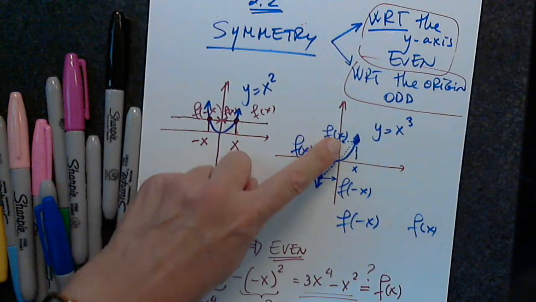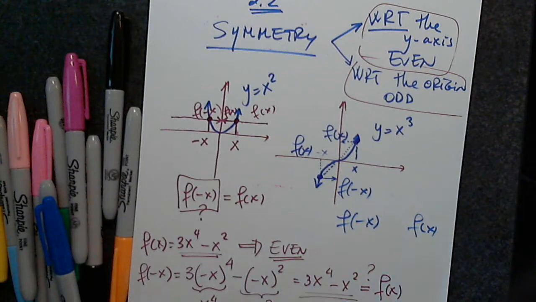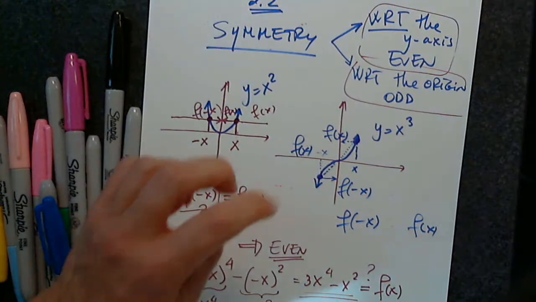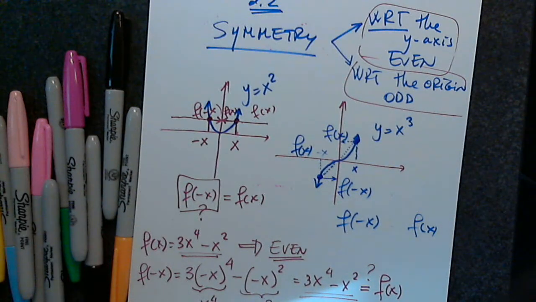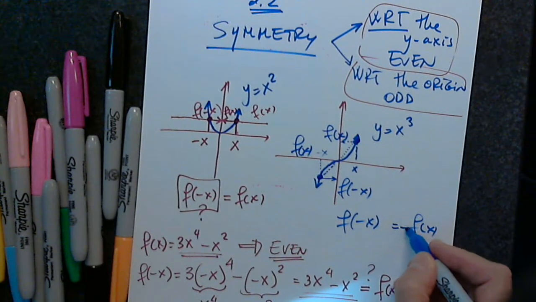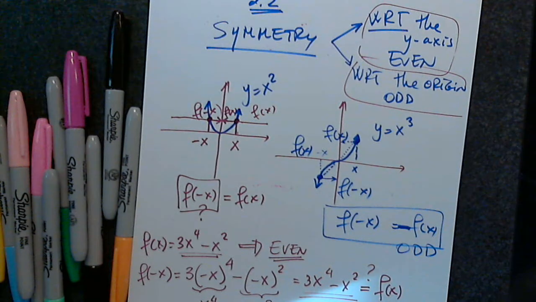If this is 15, what do you expect this to be? Right. If this is 10, what do you expect this to be? Correct. So then, what is the relationship between 10 and negative 10, or between 15 and negative 15? Not negative x, but negative y. So this is the relationship between f of negative x and f of x when the function is odd. For an odd function, the two are not the same. They're opposites of each other.